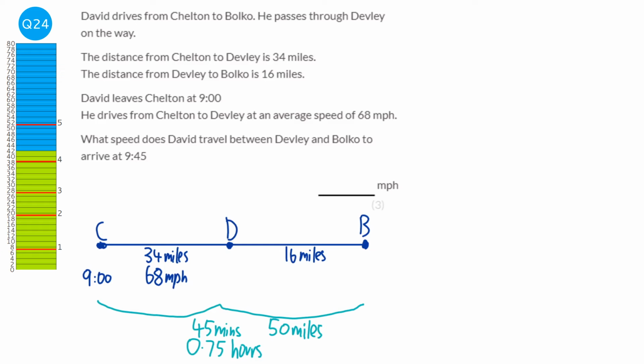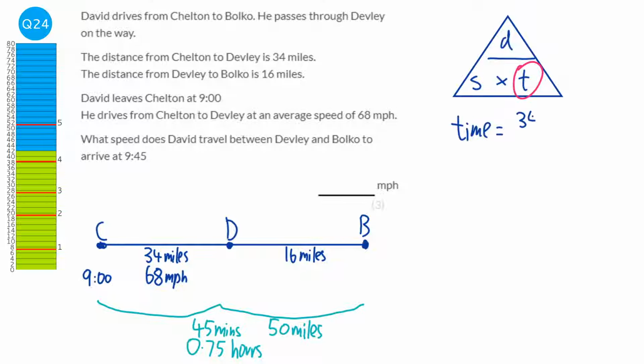So we're going to use our speed distance time triangle. So speed equals distance over time, and we're covering up the time because that's the one we want. So it's going to be time equals distance, which is 34, over speed, which is 68. So we're going to do 34 divided by 68, which is 0.5. So it would be 0.5 hours, so that would be half an hour. So we will be at Devley at 9:30.